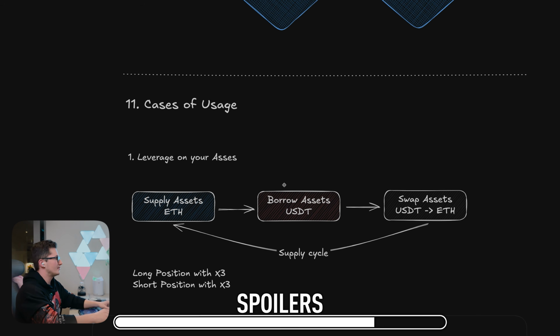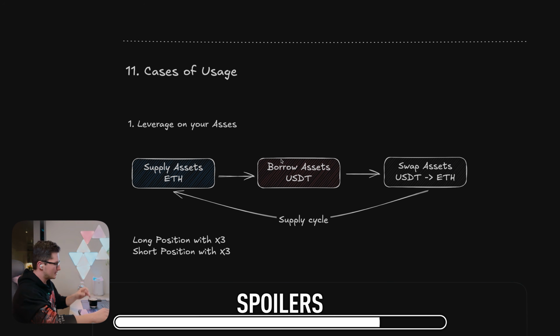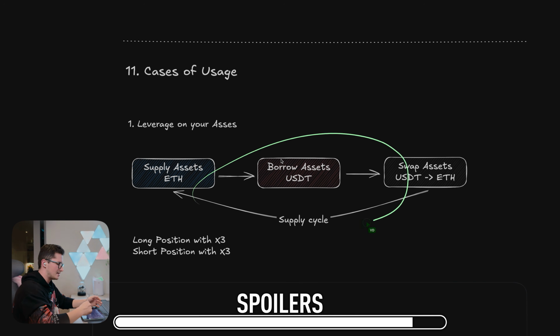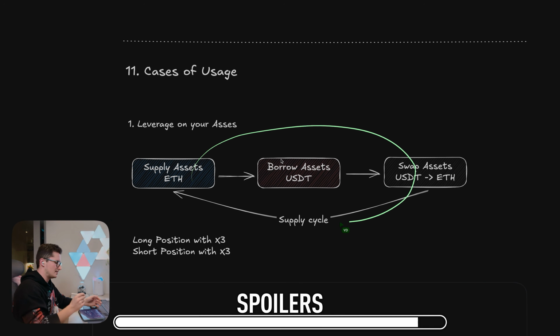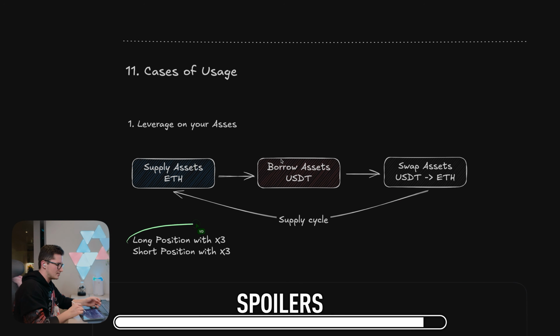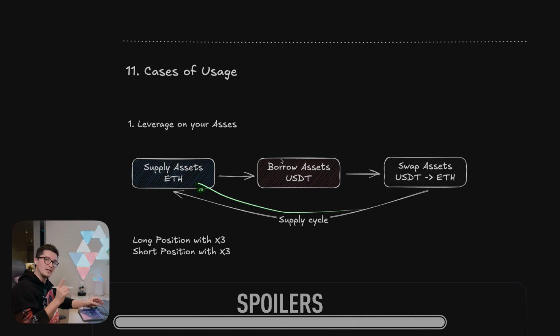Let's go to the cases of usage for lending protocols. So the first one is leverage. Easy. You can supply ETH, you can borrow USDT against your ETH, then you can swap USDT to ETH immediately and supply again. And repeat these supply cycles several times. What will you get? You'll be able to get a long position with X3 leverage, something like this. But with each cycle, your position becomes more and more risky.